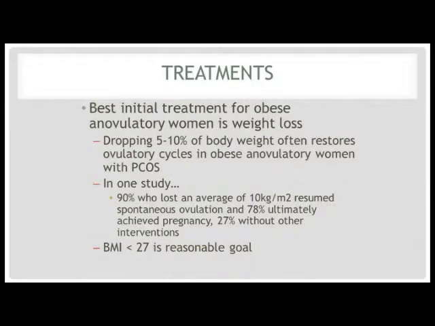The best initial treatment for obese anovulatory women is weight loss. What I tell these patients is, I'm not saying that if you're 290 pounds, you need to be 150 pounds. That's not reasonable, particularly depending on age. It's not reasonable if you're 38. I don't have time to lose that much weight before I'm going to have the ability to have kids. So what I usually say is let's make a goal of 10% of your body weight.